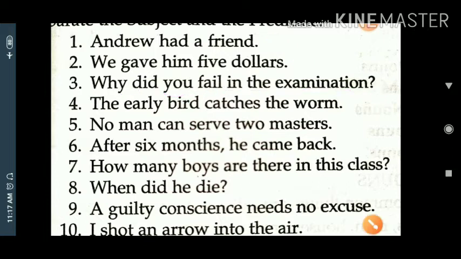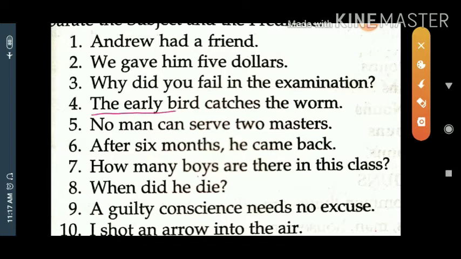Next to that, I told you that somewhere else you may have a phrase in place of the subject. The next sentence is with the same one only. The early bird. This is a phrase, and this phrase is in the place of the subject. Catches the worm. This is the predicate.